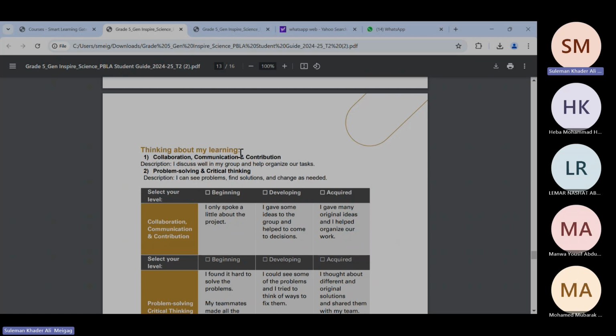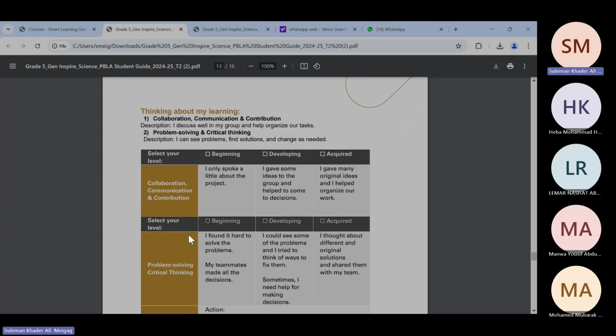It says thinking about my learning, collaboration, communication, and contribution. Okay, I discuss well in my group. I help organize our task. Problem solving. I see the problem. I find a solution. I change what is needed. Okay. So here, how much did you take part? Did you take fully part? I gave many original ideas. Did you help the group? I help the group organize the work. This is your collaboration, communication, and contribution.